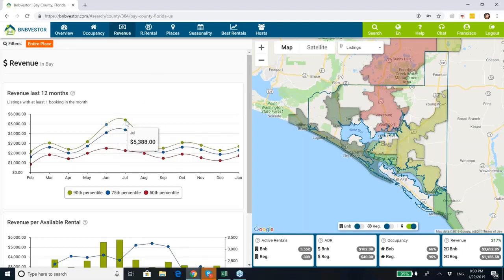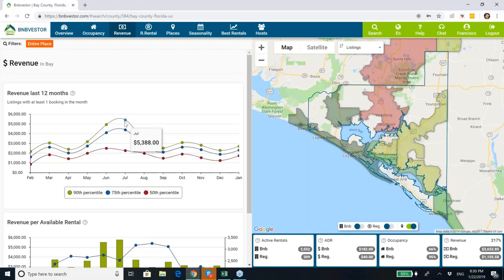You can see June and July are huge. It's like $5,388. So it's different than Miami. The best time to get apartments here are the months of March and April, in order to have everything ready for these high season months. So these high season months are the ones that are going to make the most money in that specific area.